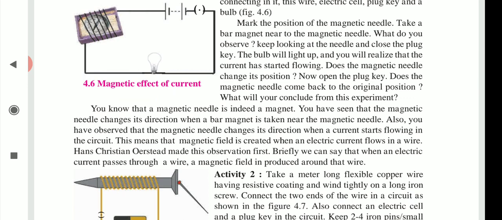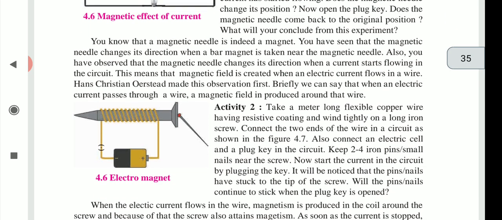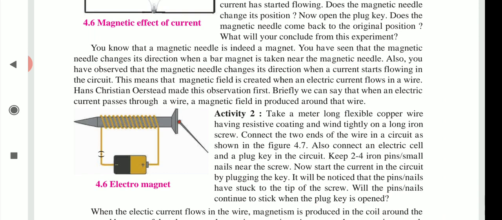Now see the second activity. Take a meter long flexible copper wire having resistive coating. Resistive coating means what? Around this copper wire, that plastic coating is there, okay. That plastic coating is what our general wire has. And wind that tightly on a long iron screw.